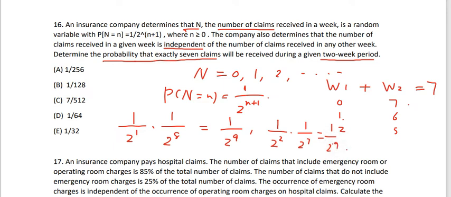So the answer is 1 over 9. So how many of those cases? From 0, 7, 1, 6, 2, until 7, 0. Right? So we have 8 cases. So the answer is this.